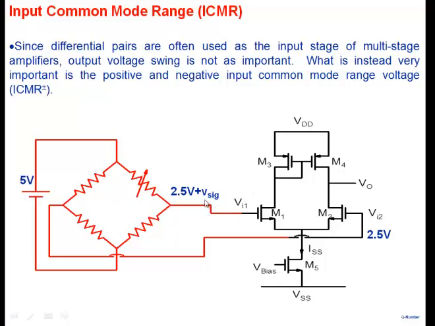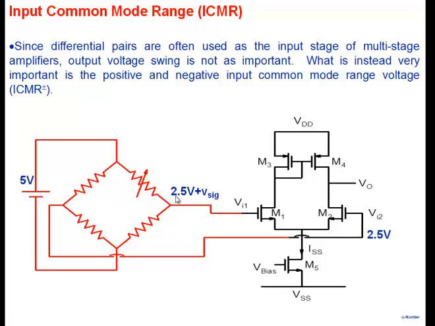Now what happens is, as you change the common mode part, if you make the common mode voltage too large, you will find the differential pair will not work properly. For example, if it's 2.5, it's okay. But suppose I make it 3 or 3.5 or 4, you may find that the differential amplifier doesn't work properly. Not working properly means that the differential gain, for example, may drop. So differential gain depends on the common mode signal that you apply.